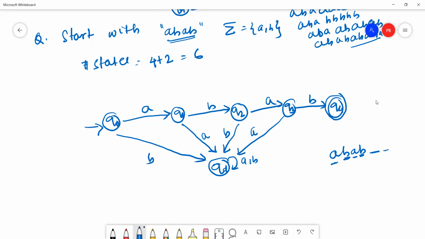In the final state, any number of A's and any number of B's may come. That's why it is a loop of A and B. Hope all of you understand.